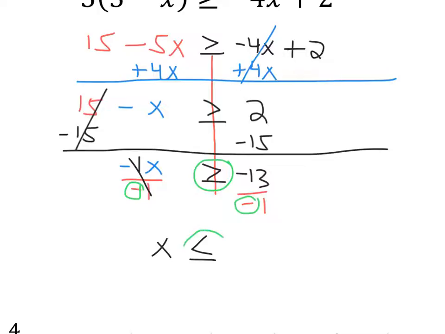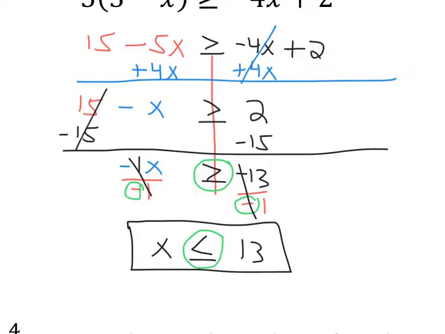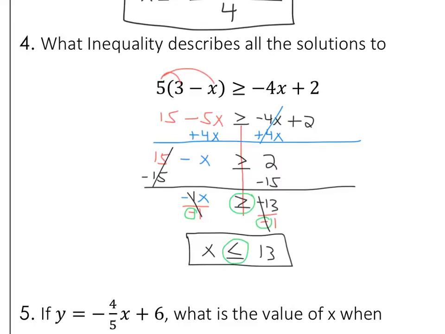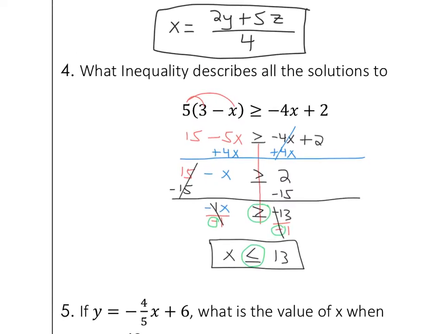That is one rule that you do need to remember; it's really the only rule that's different about solving inequalities versus solving equations. All right, so negative 13 divided by negative 1 is going to give you positive 13, and there will be your answer. This represents all of the solutions, what the question asked. Any number that is less than or equal to 13 is part of the solution set. Okay. All right, moving on to number 5.